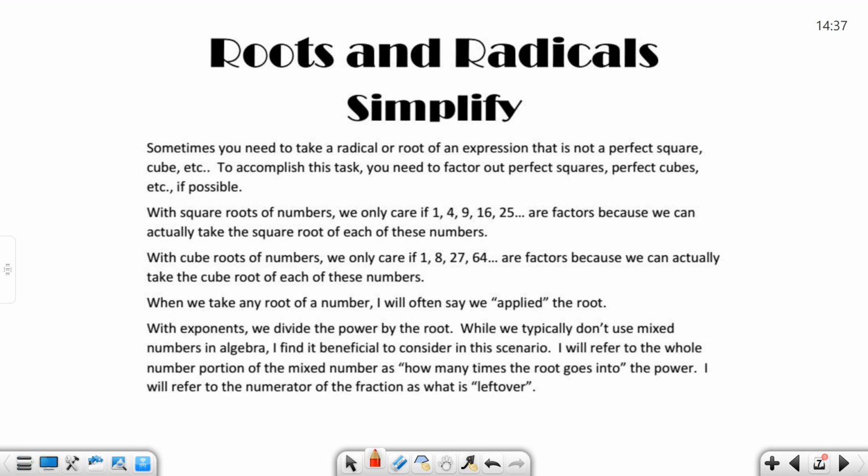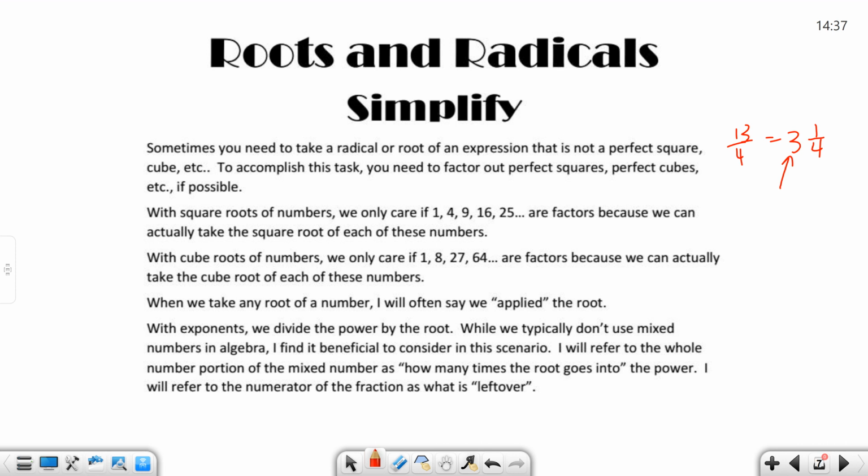With exponents, all right, the exponents of variables, we divide the power by the root. So while we typically don't use mixed numbers in algebra, I find it actually beneficial here to consider mixed numbers in this scenario. So when you have a mixed number, for example, when you have 13 fourths, that's the same thing as 3 and 1/4, right? 4 goes into 13 3 times. That's 12 of them with 1 left over. That's my remainder, the 1, and we put the remainder over what we divided by, so that's where I get the 1/4.